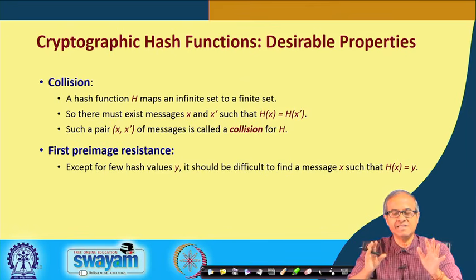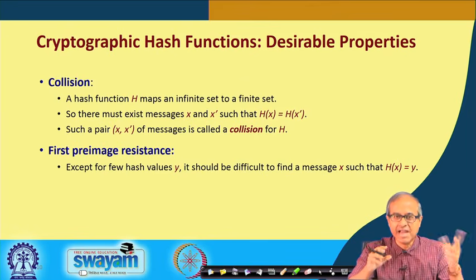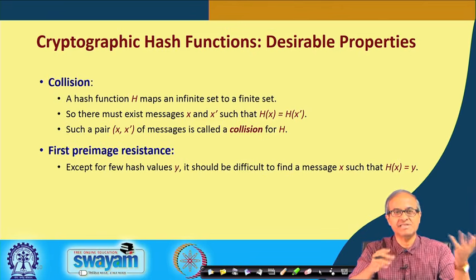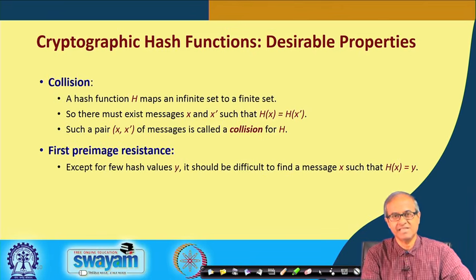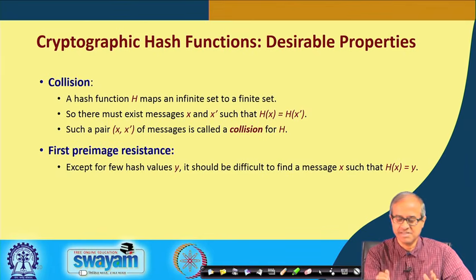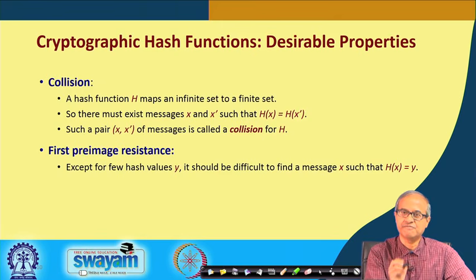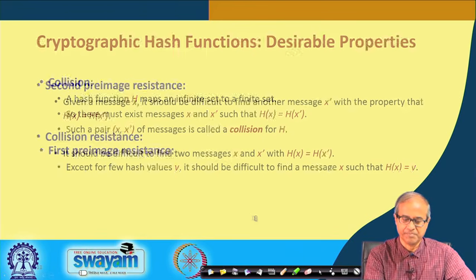If it were easy, then an intruder could fabricate a message, or modify a message in such a way that the same hash value will result. That is difficult to do. This is what is referred to as the first property, first pre-image resistance.